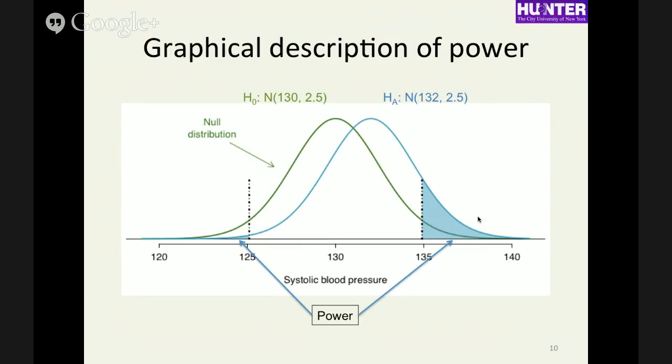So remember that type 1 error, which is what we control for with hypothesis testing, can only happen when the null hypothesis is true. Type 2 error, which is the thing that we're controlling with a power calculation, can only happen when the null hypothesis is false. So that's the big difference between hypothesis testing and a power calculation. Good.